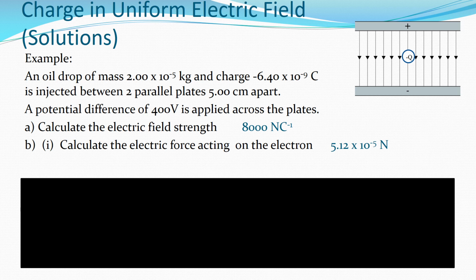We're now asked to say what the direction of the electrical force is going to be. Well, the direction of the force can be determined by having a look at the charge and having a look at the direction of the field. We have a negative charge within the field. It's obviously going to be repelled by the negative plate and attracted to the positive plate, so our direction is going to be up.